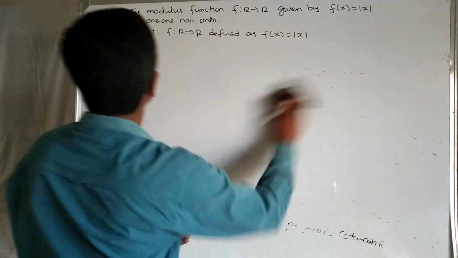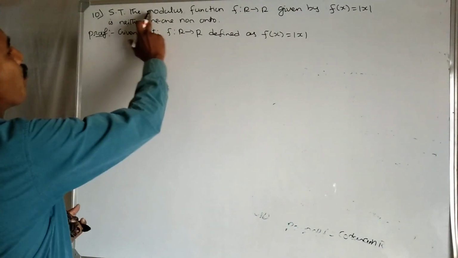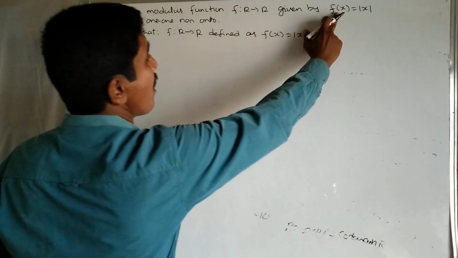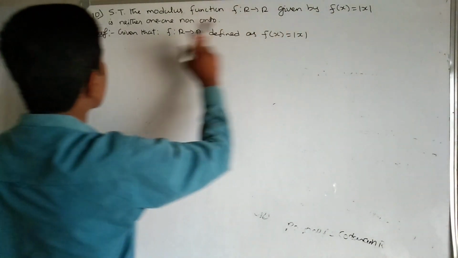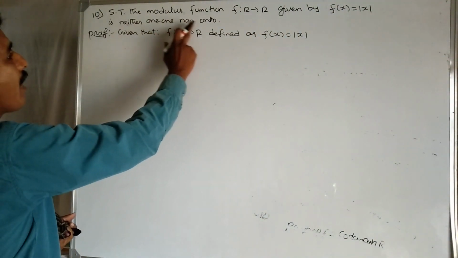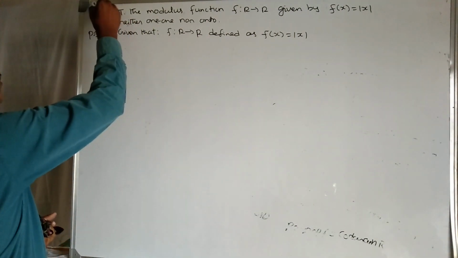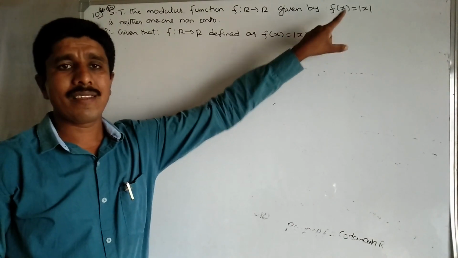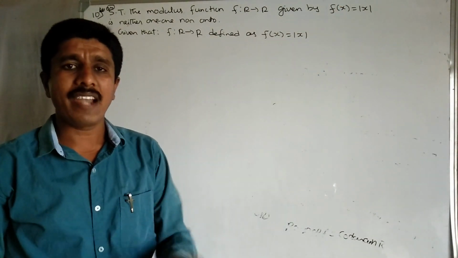Show that the modulus function f from R to R given by f of x equal to modulus of x is neither one-one nor onto. Important for 2 marks. Prove that this modulus function is not one-one and not onto.